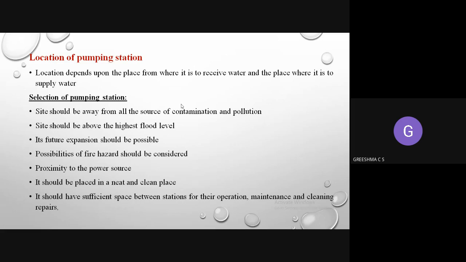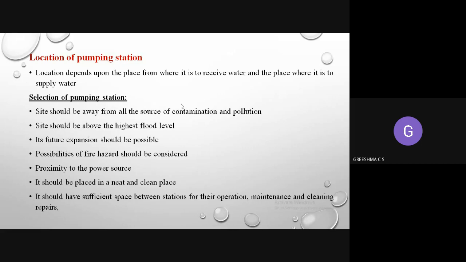Okay, so based on these two factors, you have to choose the pumping station. You cannot choose a pumping station which is far away from the source. You cannot choose a pumping station which is much farther from where the water has to be supplied.